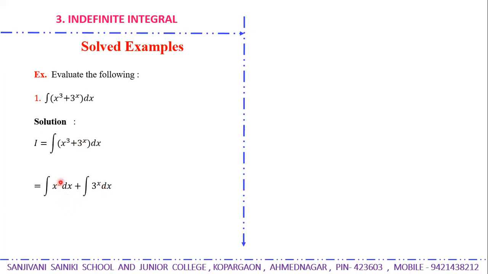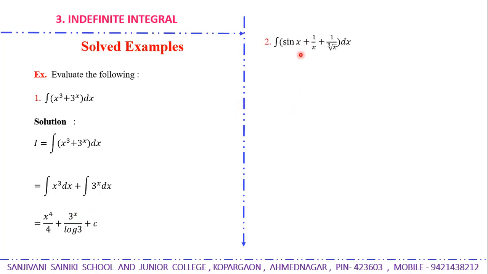Now the derivative of x raised to n is n times x raised to n minus 1. But the integral of x raised to n is x raised to n plus 1 upon n plus 1. So x raised to 3 plus 1 is 4, upon 3 plus 1 is 4. And integration of 3 raised to x is 3 raised to x upon log of 3. In derivative we multiply by log 3; in integration we divide by log 3.